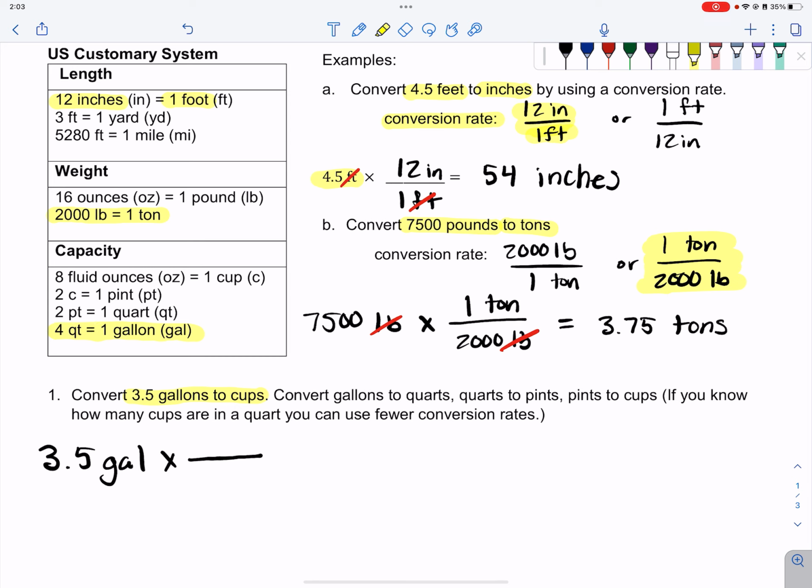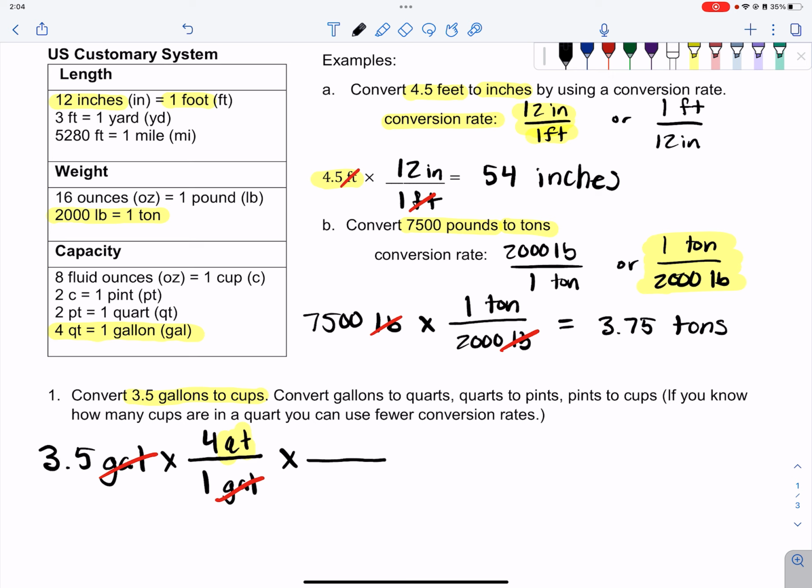We can see that 1 gallon is equal to 4 quarts. Since I want the gallons to cancel out, I'm going to put the 1 gallon on the denominator, and then the 4 quarts needs to go in the numerator. So now our gallons are going to cancel, and now the unit that I'm working with here is quarts. So now I can take this and multiply it by another conversion rate right away. So I'm going to multiply by another fraction, and I'm going to convert the quarts into pints.